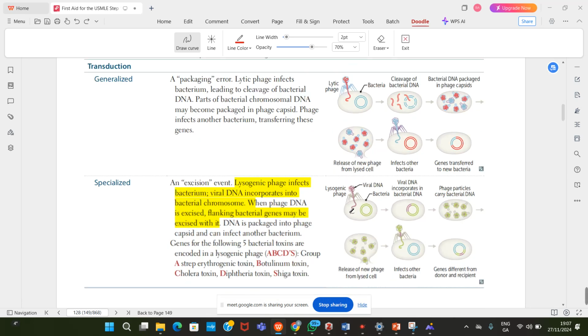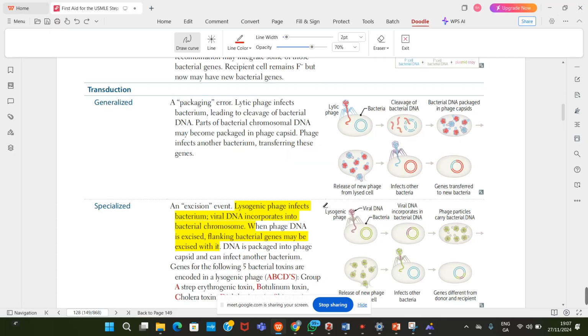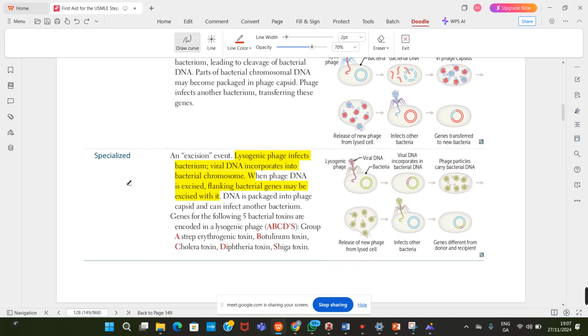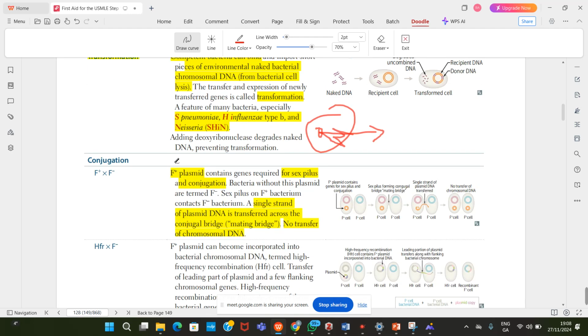Before I go, we have to also know that specialized transduction is a means by which you can transmit the genes that encode all these toxins. The toxins are A, B, C, D, S. A for GAS, the group A strep erythrogenic toxin, B for botulinum, C for cholera, D for diphtheria, and S, which is the shiga toxin. Diphtheria, cholera, botulinum and erythrogenic toxin infections are transmitted through specialized transduction. Don't forget it. Very, very important stuff.